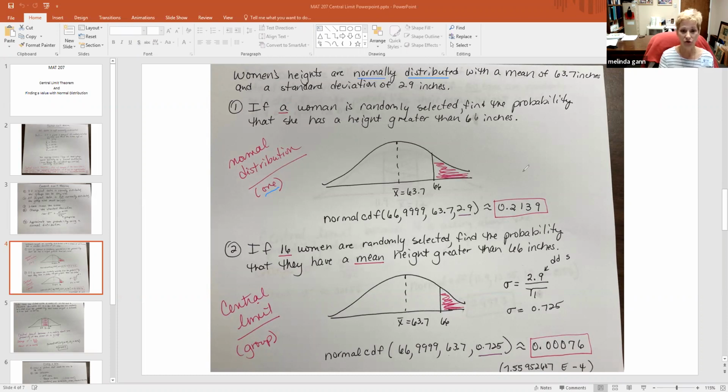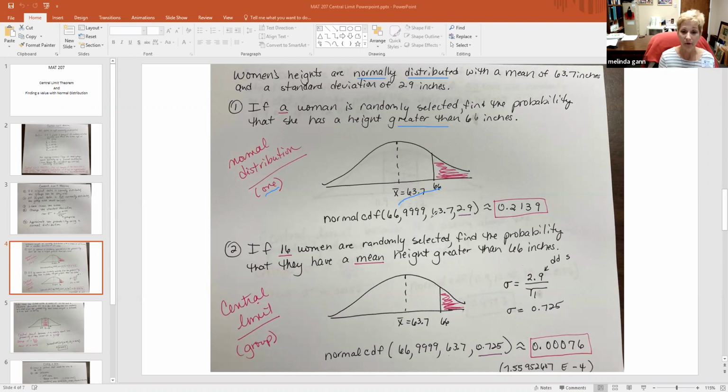So what do I do? I draw my picture and I shade the area I'm looking for. So it said, what's the probability that she has a height greater than 66 inches? So I put 66, it's bigger than this number, so it's on the right, and I shaded to the right because it says greater than. So remember what you do. You go to normal CDF, you type in your left endpoint, 66. I didn't have a right endpoint. So remember we talked about you have to fool the calculator. Nobody's taller than 9,999 inches. I think you could put 99 and still be safe, but just in case, okay?